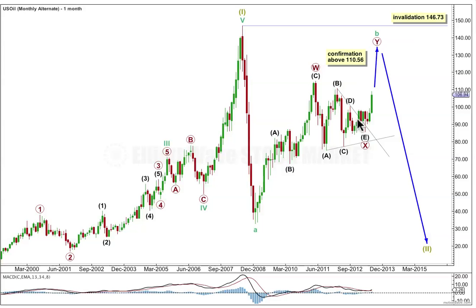That just does not have the right look for a contracting triangle, and I would not want to try and put intermediate wave D somewhere in here. This is where it fits best. So with this very strange look for intermediate wave E that reduces the probability of this wave count, I will only consider it seriously if it's confirmed with movement above 110.56.